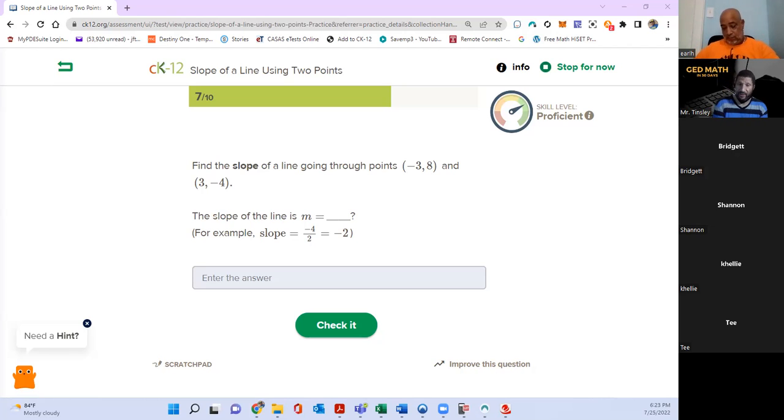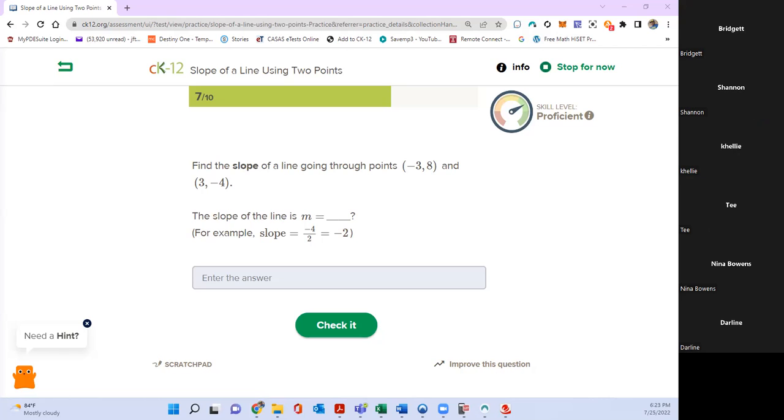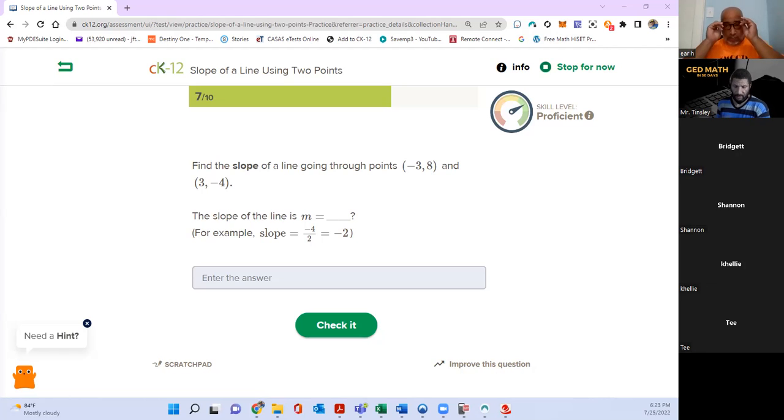Okay, 2 minutes have now elapsed. You have 1 minute left. Nina, make sure you check your sign and make sure you reduce to lowest terms. T, that is correct. Okay, we doing it tonight. Got about 30 seconds left.